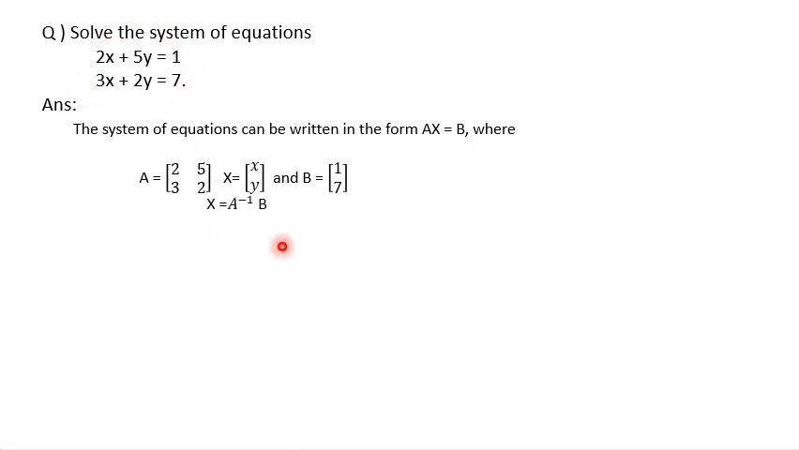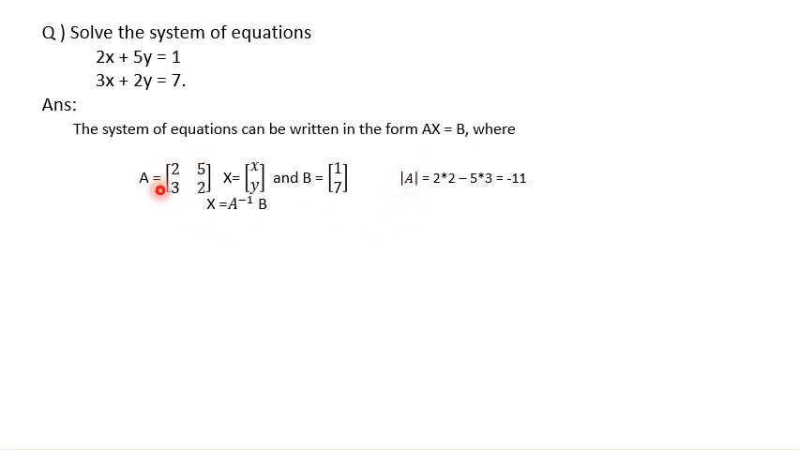Now x equal to A inverse B is the solution of this system of equations. That is, we can find this x matrix just like this, by multiplying A inverse with B. So, for that, we need to find the inverse of A and multiply that A inverse with B. We will get x. To find A inverse, there are 2-3 steps. First, we need to find the determinant of A.